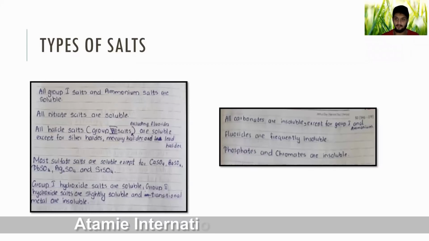Then if you go to halides, halides means the group sevens. When they make salts, most of them are soluble, but there are exceptions. For example, you can see on the screen, silver halides, mercury halides, and lead halides are insoluble salts. Sulfate salts are soluble, but there are exceptions: calcium sulfate, lead sulfate, barium sulfate, silver sulfate, and strontium sulfate are insoluble. The group 1 hydroxide salts are soluble. We said the group 1 salts are soluble, so hydroxides should be soluble too. And it goes on and on.